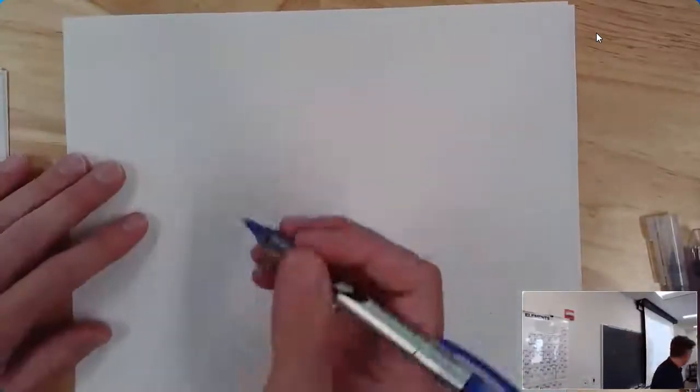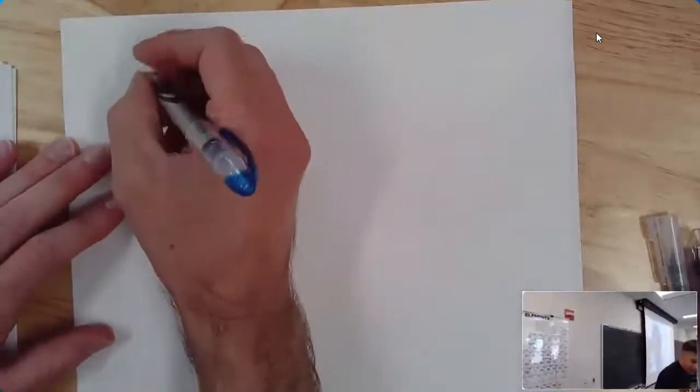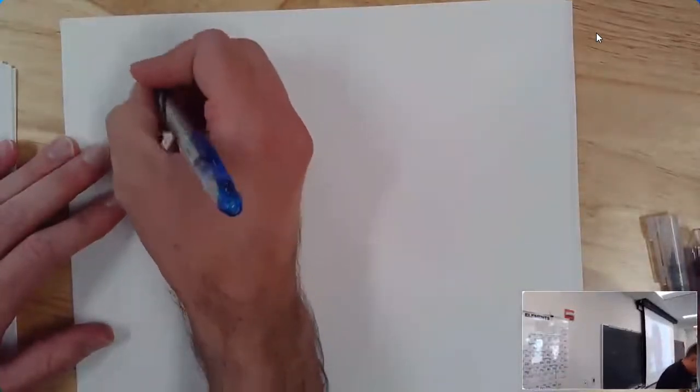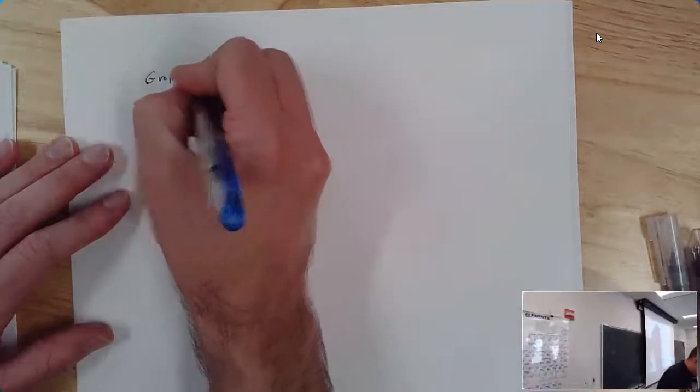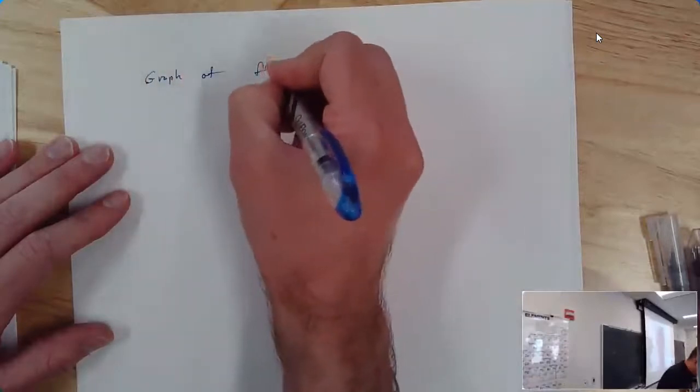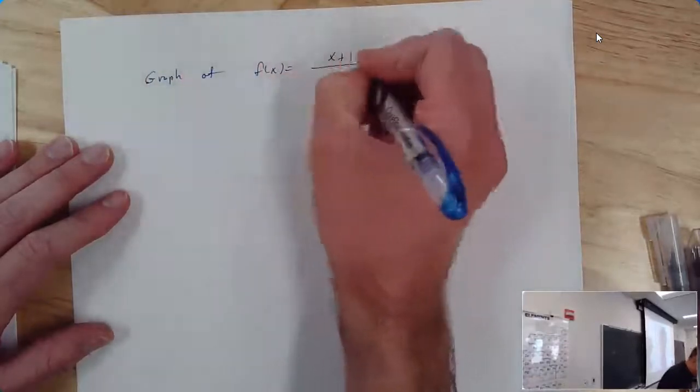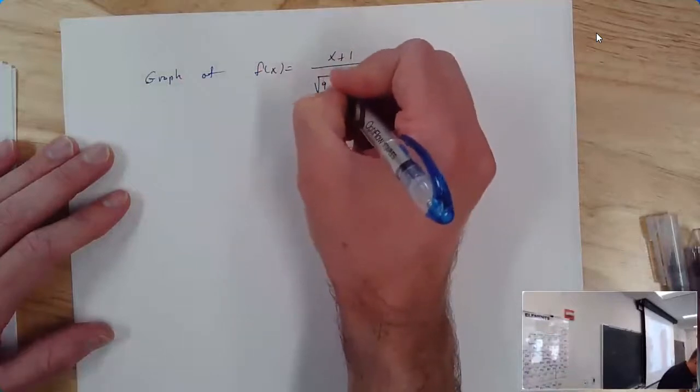Okay. One more thing about these limits to infinity, and then we'll move on because we need to talk about continuity before we run out of time here. I want to talk about the graph of f of x equal to x plus 1 over the square root of 9x squared plus 1.